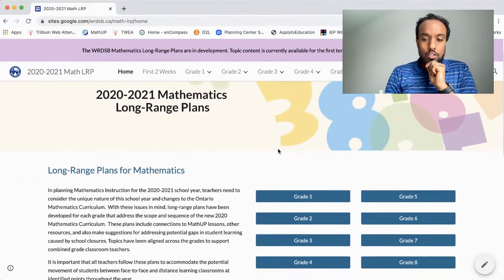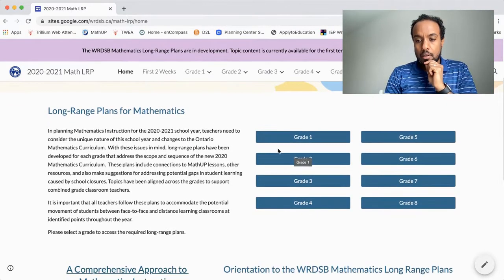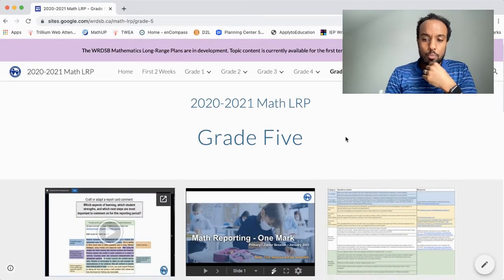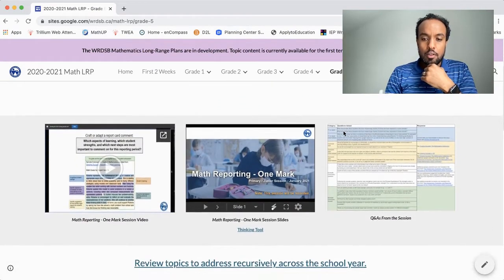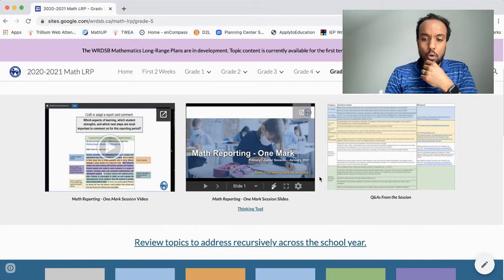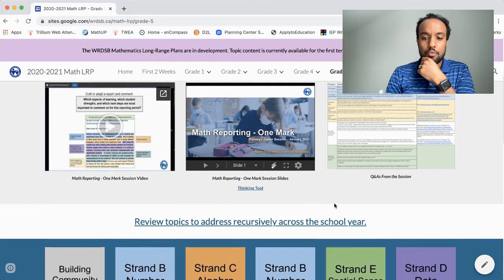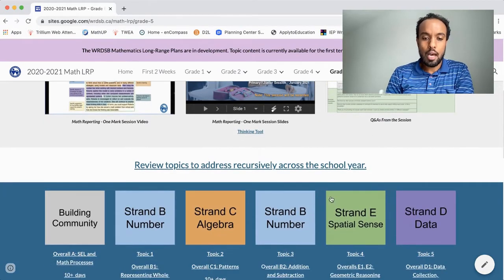We are jumping into Topic 7, and as we are preparing to do that, we're just going to go to the LRP site, click on Grade 5. You'll notice in the Grade 5 overview page, main page, that there is a Math Reporting 1 Mark resource linked right at the top. We've sent these out in different ways, but we've put this there as well for you to access easily.